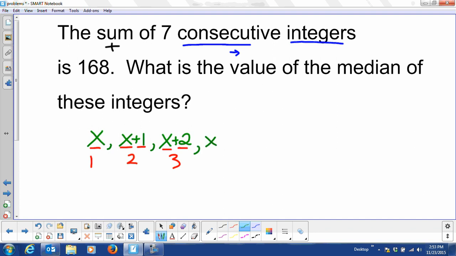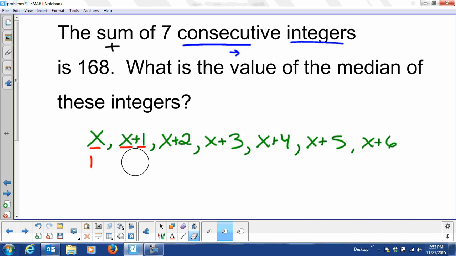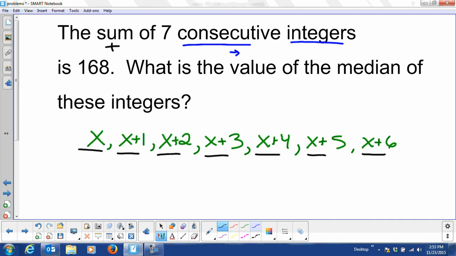So the next number would be x plus 3, and then we would have x plus 4, then x plus 5, and so let's count. So this brings me to the 4th term, the 5th term, the 6th term, and so x plus 6 would be 7 consecutive numbers. Right? So then it says the sum of those is 168. So again, just to make sure, if this is my first number, second number, third number, fourth number, fifth, sixth, and seventh, if I were to add all of those up, based off of this rule, it says it is, remember, is means equals 168.